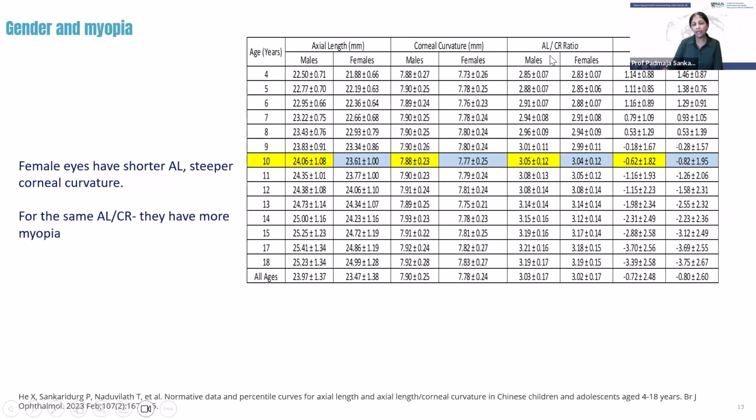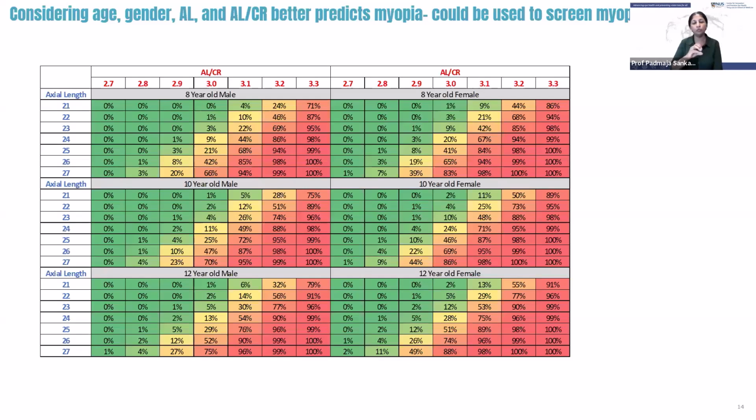And then when we consider the axial length over corneal radius of curvature ratio, AL by CR ratio, what we see is that for a given AL by CR ratio, female eyes tend to be more myopic than males. Now we can start to utilize this information in a model and see whether we can detect myopia. So we created one such model where we used axial length, AL/CR, and then clearly we used age and gender. And what you see here are certain patterns that begin to emerge. If you look at an AL/CR ratio less than 3, and where the axial length is less, there is less likelihood of that eye being myopic. Conversely, where the AL/CR ratio is more and the axial length is longer, then it is highly likely that that eye is myopic.